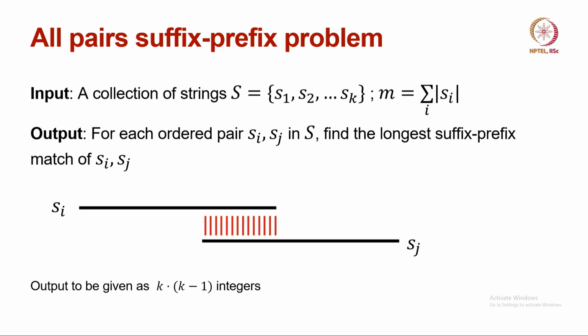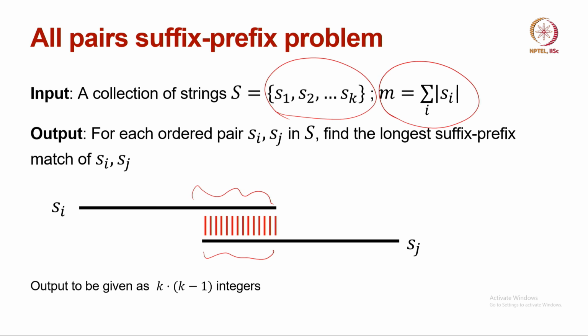So, here what we are given is a collection of strings. We are given a collection of k strings S1, S2 until Sk, and again m is their combined lengths. What I want as output is for each ordered pair Si, Sj in S, I want to report the longest suffix prefix match of Si and Sj. So, I want to report the longest suffix of Si that matches the prefix of Sj, and this has to be done for every ordered pair Si, Sj, right.